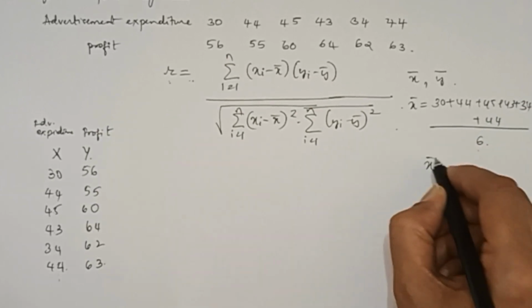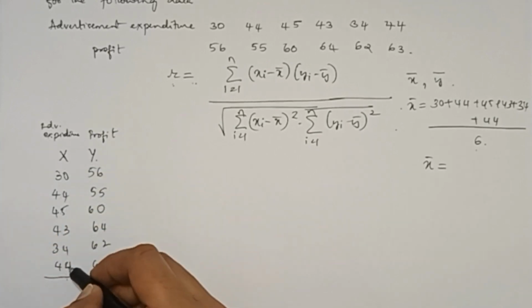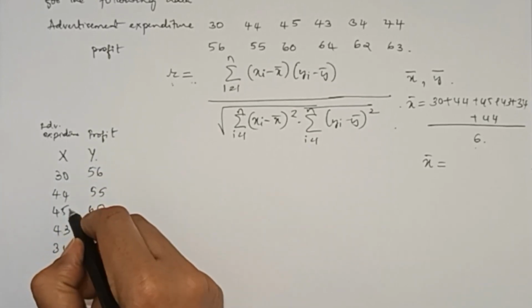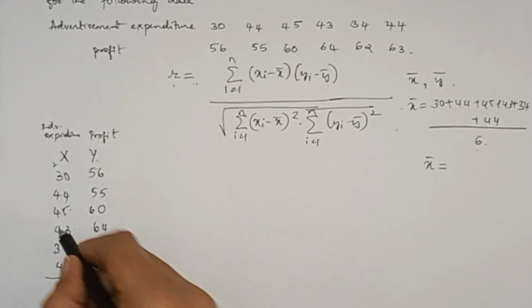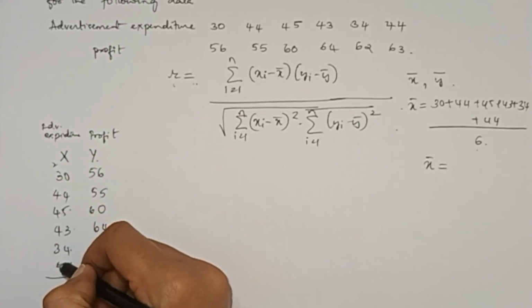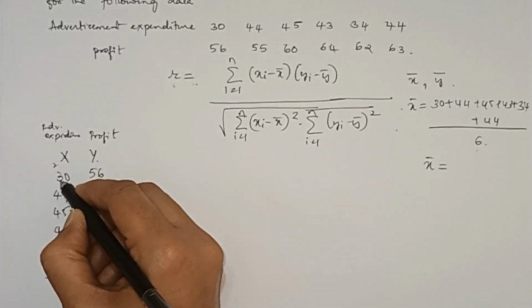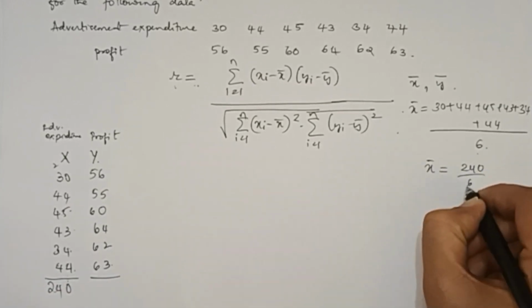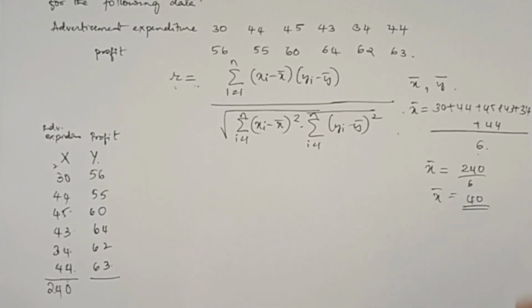So we will get x bar as, here we have to add all these data. So 4 plus 4, 8, 11, 16 and 22. Then we have 4 4 is 16, 19, then 22, 24, 240. So it is 240 divided by 6. x bar equal to 40. So the mean of the first series is 40.